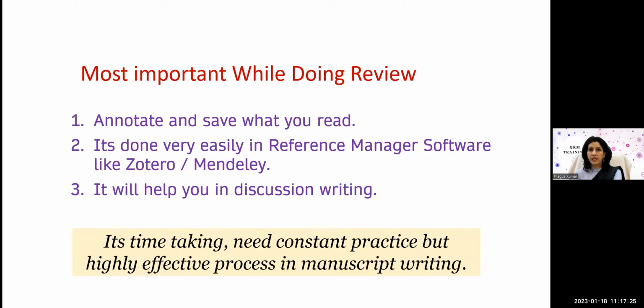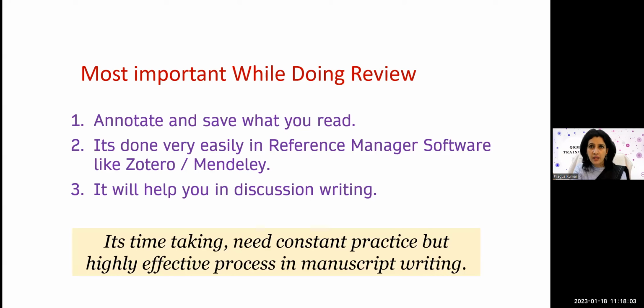Very important thing, whenever you are doing the literature review, you should annotate and say what you read. There are various reference manager software like Mendeley and Zotero, and annotation is a very nice option in Zotero. We have also explored it, because we were using Zotero for so long, but we did not use it for annotation for the review of literature. That option is so good that while writing the discussion, if you import those annotated things, it directly comes to your document. So that is a very nice option.